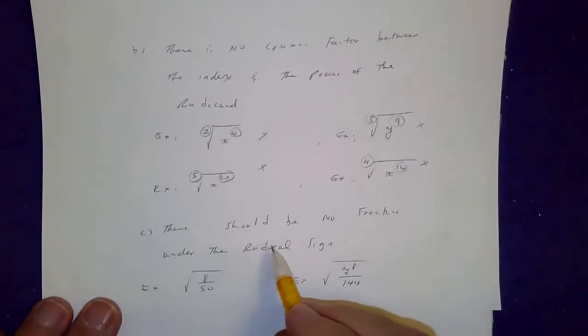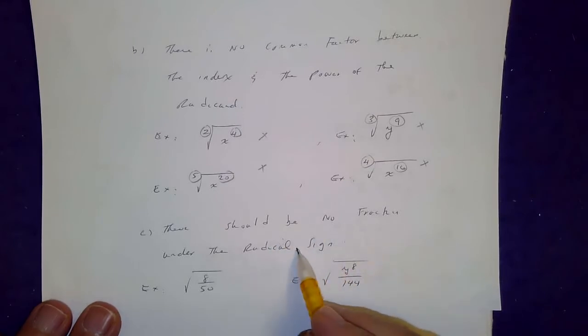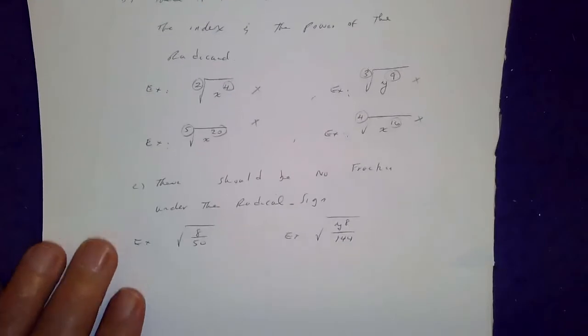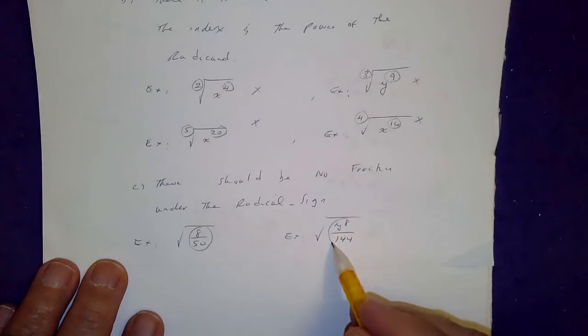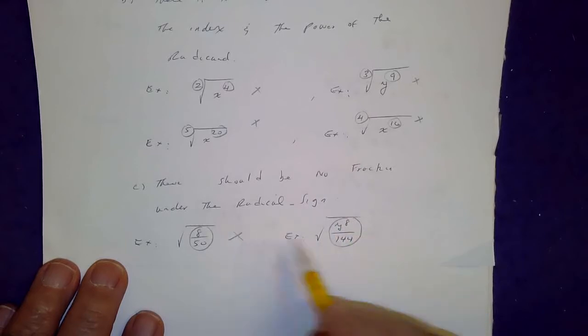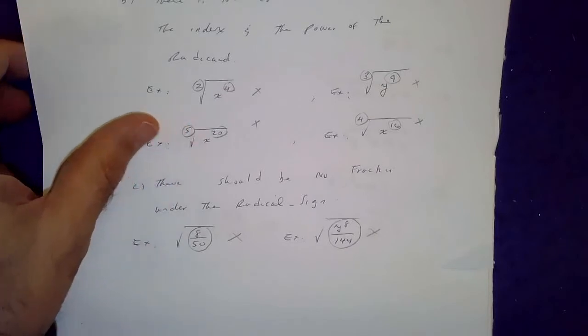There should be condition number 3. There should be no fraction under the radical sign. So you are not supposed to have a fraction under the radical sign. Why? Because these are not simplified. So we should simplify them.